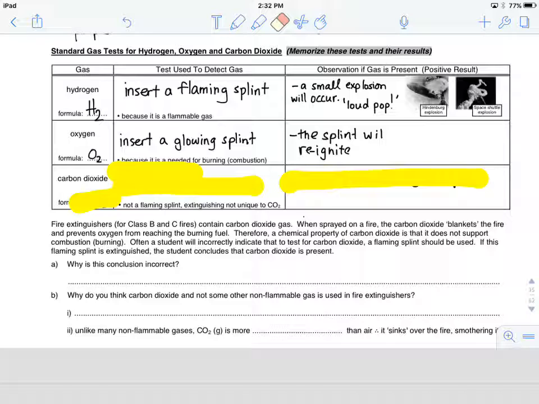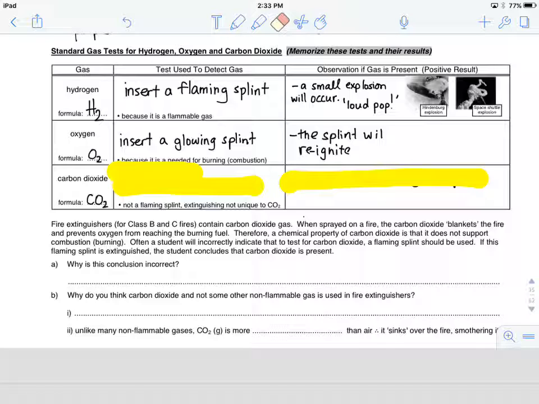Okay, so the last one's carbon dioxide. Now, is carbon dioxide flammable at all? No. So we know that carbon dioxide actually would extinguish a splint, because nothing can burn in carbon dioxide. So if you took a splint and you put that into a test tube full of carbon dioxide, it would actually make it go out.